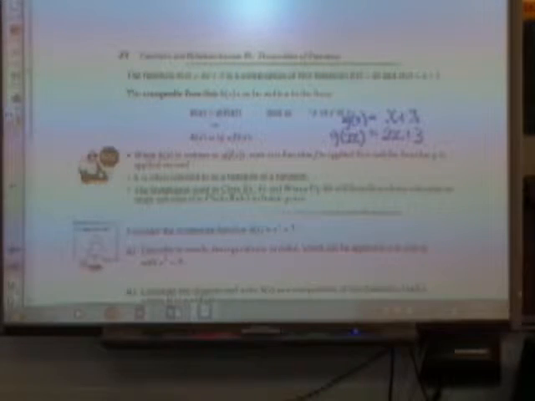Okay? Class example number 1 and warm-up number 4, which we will look at, are useful for those of you that are going to be taking calculus because it talks about the chain rule.